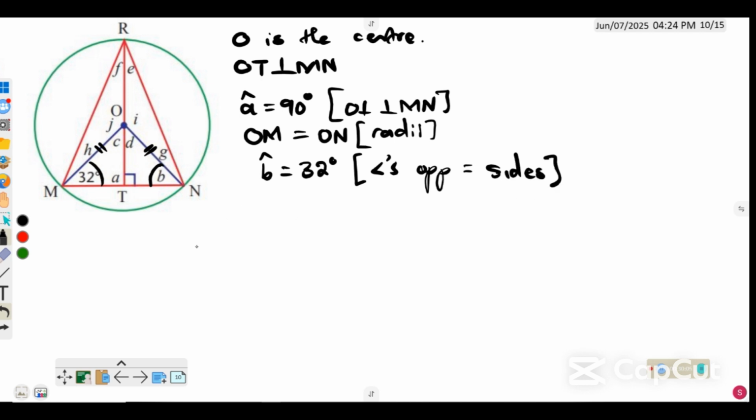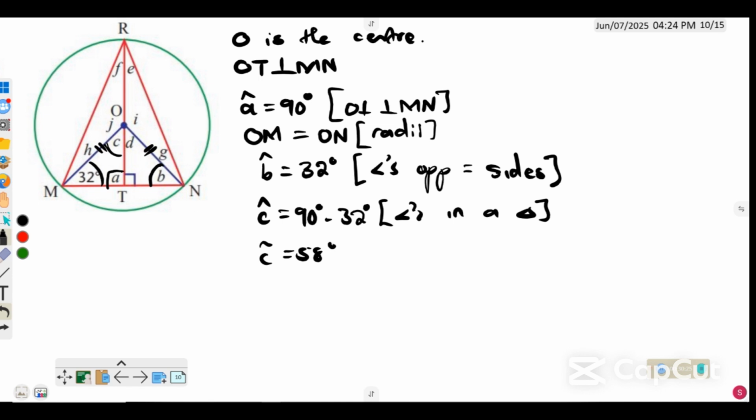And then what else? We should have angle C. How do we find angle C? By default, we calculated this to be a 90, which means angle C there will be equal to 90 degrees minus 32 degrees. Why is that? These are sum of angles in a triangle. So it's angles in a triangle giving us what? Angle C, which is equal to 58 degrees. And this will be the same thing for angle D. Angle D will also be 58 degrees for the same reason as that. Right.